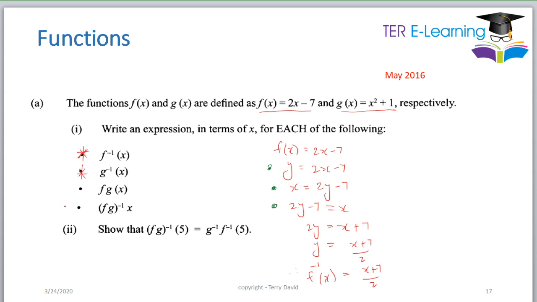So I want you all to work out the inverse of g now, right? You want to work out the inverse of g. So g of x is equal to x squared plus 1. So I want you to work out the inverse for me.